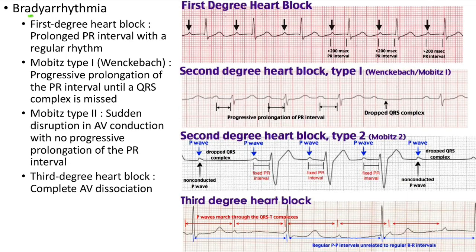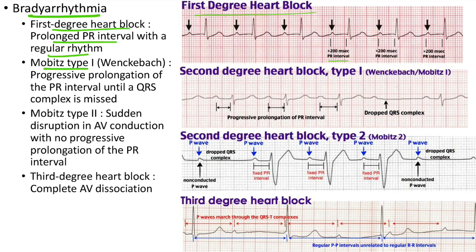Now let us see about bradyarrhythmia. In first degree heart block, there will be prolonged PR interval with a regular rhythm. This picture shows a first degree heart block. As you can see, there is prolonged PR interval, that is more than 200 millisecond, and there is regular rhythm.